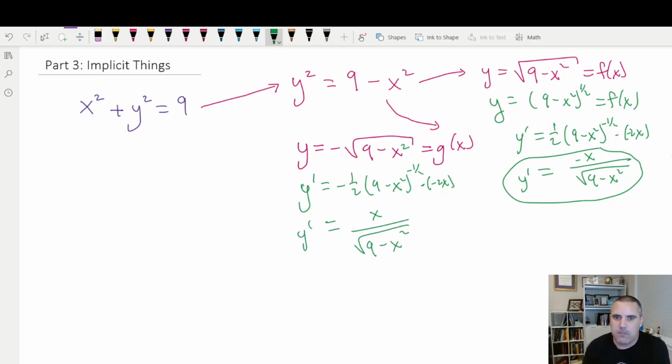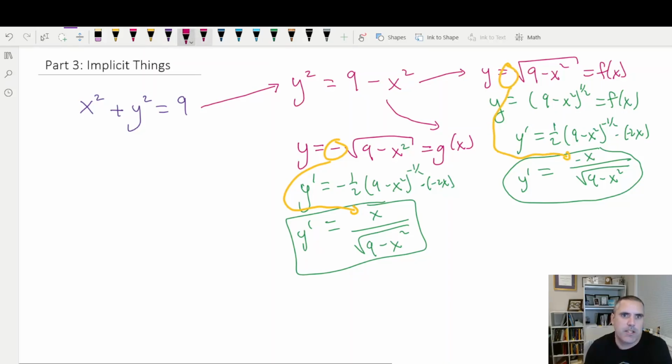They're not quite the same. One of them has a positive, one of them has a negative. It appears that when it's the negative, you get a positive, and when it's the positive, you get a negative. So it seems to flip our signs. There is a way to do both those at the same time. And this is the idea of implicit differentiation.